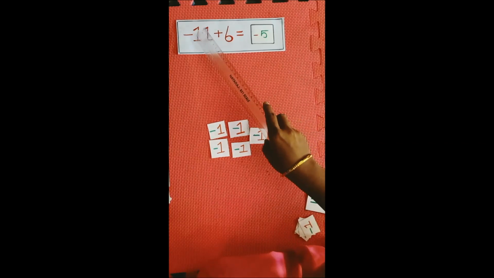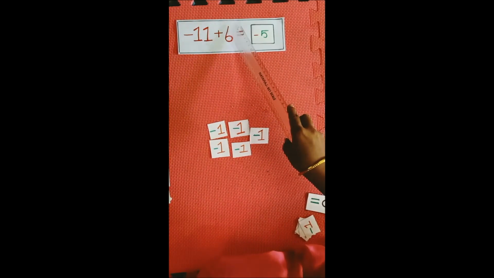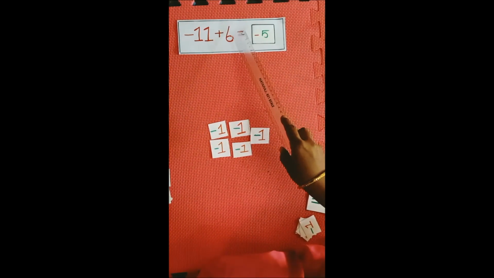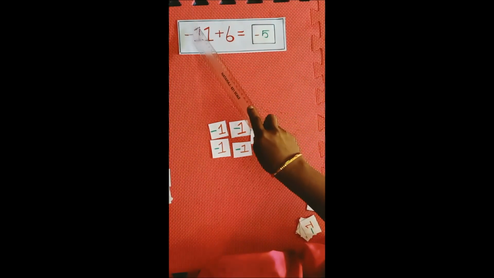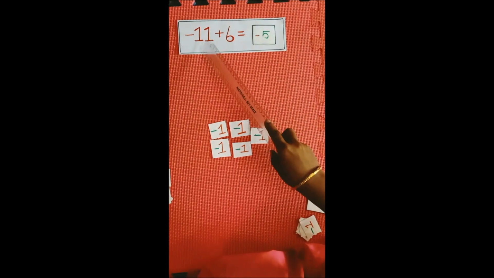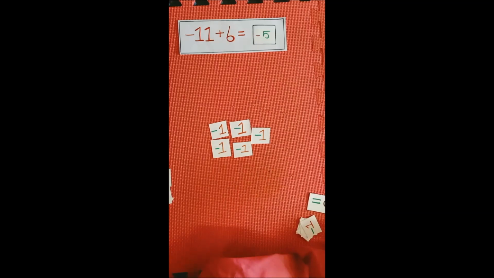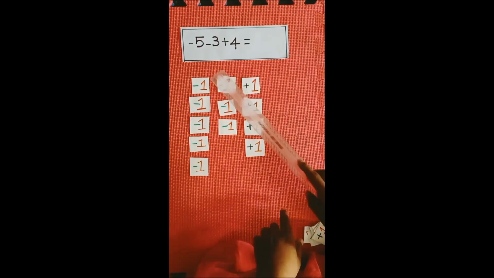As per rule 2, what do you say? If the two integers are of different sign, you have to subtract the smaller number from the larger number and the result gets the sign of the larger number. So as per rule 2 also we get the same answer, minus 5. It's clear, children? See the third sum, children.